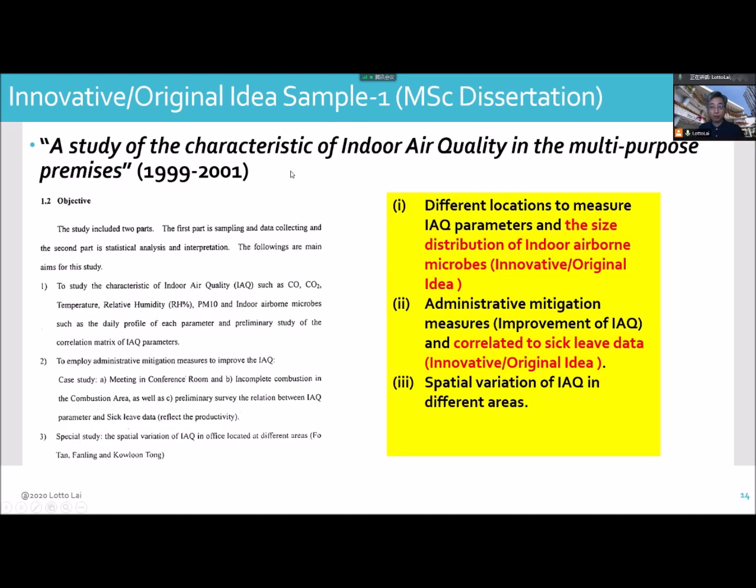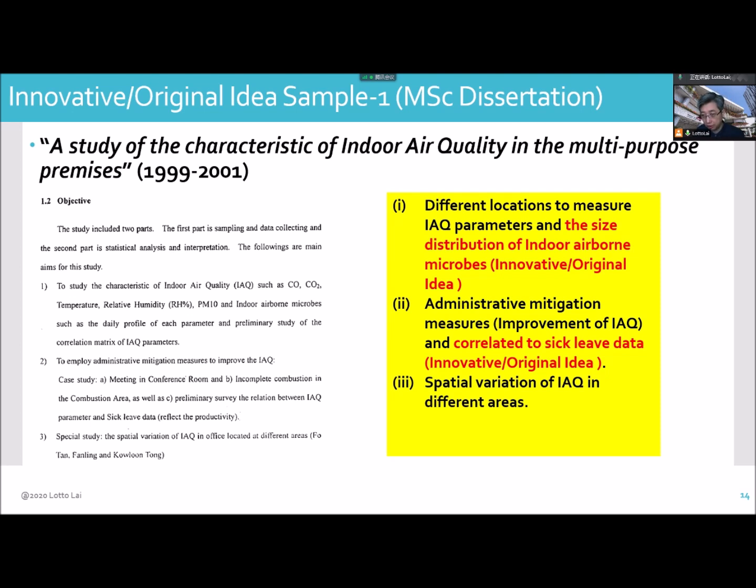The second one is a study of the characteristics of indoor air quality in multi-purpose premises. It was my second MSc, in PolyU. The previous one was my MPhil in CTU. And what is the difference? After the literature review, the new thing I did is that for IAQ parameters, the size distribution of indoor airborne microbes is a new thing that no one had done in Hong Kong before.